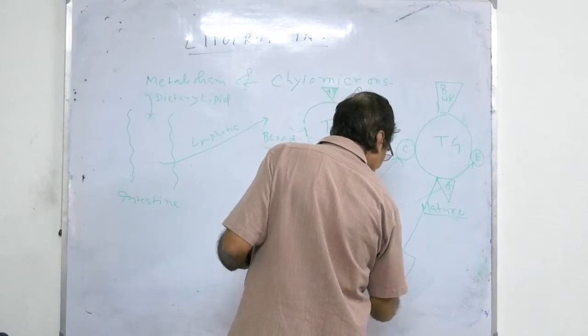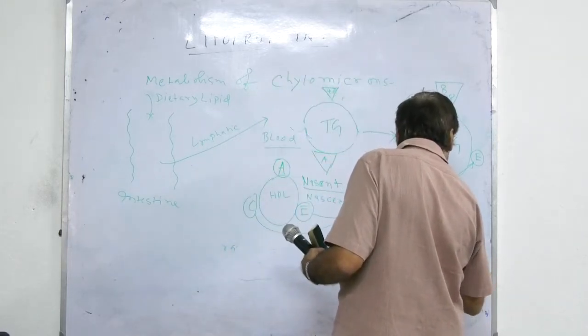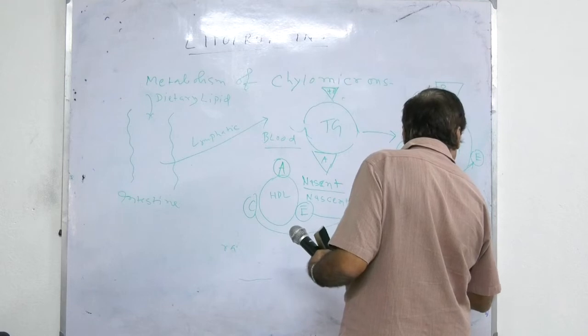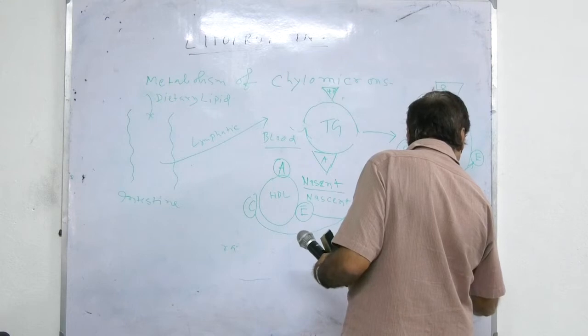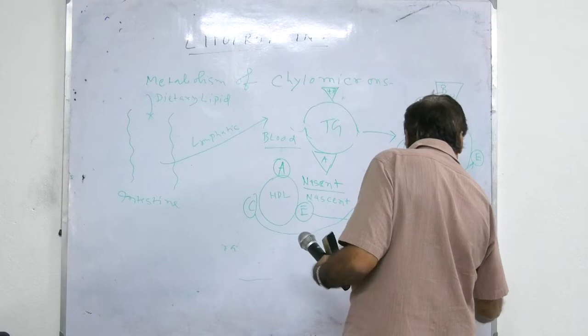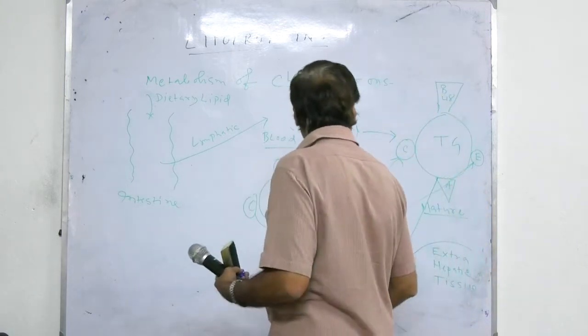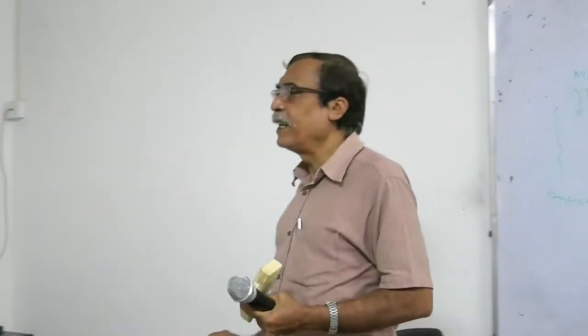এলপিএল, লাইপোপ্রোটিন লাইপেজ। এটা কোথায় থাকে? টিস্যুতে থাকে। কোন টিস্যুতে? এক্সট্রা হেপাটিক টিস্যু। Extra hepatic tissue containing lipoprotein lipase causes hydrolysis of the triglyceride to fatty acid and glycerol. যে কোনো lipase, it may be lipoprotein lipase, it may be lingual lipase, it may be pancreatic lipase. There are many lipase in our body.